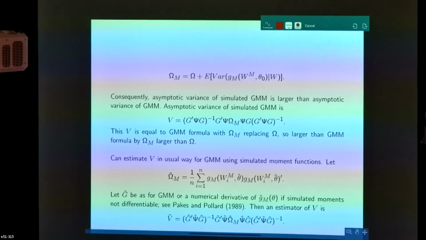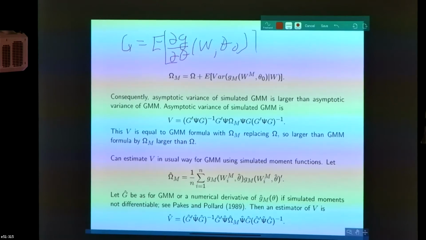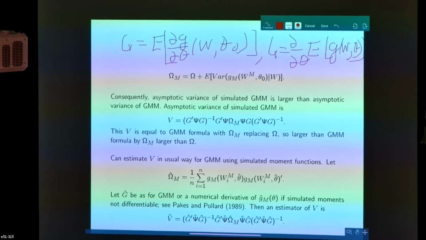G before was equal to the expectation of the derivative of the moments with respect to theta. Do it here, and what shows up in the asymptotics is you just interchange the derivative and the expectation. Here, G is actually the derivative with respect to theta of the expectation of the moments, so that smooths out thanks to this continuity. That doesn't change; the G here is the same.